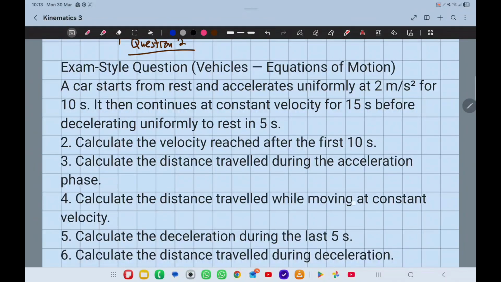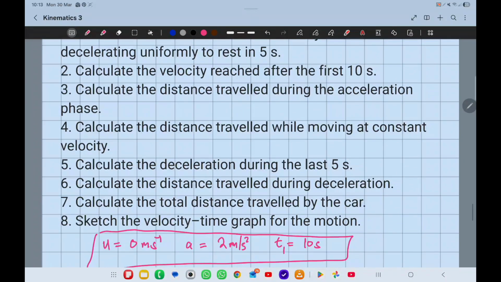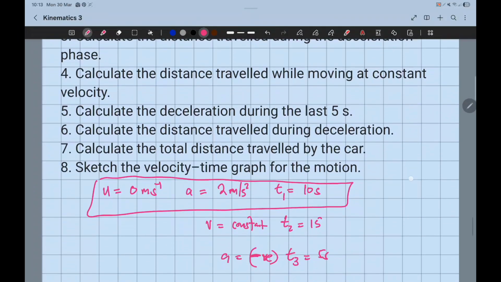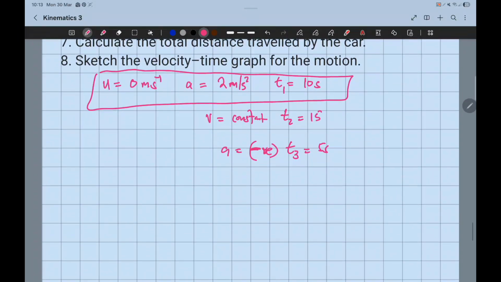All right, so calculate the velocity reached after the first 10 seconds. In other words, we are being asked to find v, right? a is equal to 2 meters per second squared, t is equal to 10 seconds, and u is equal to 0.